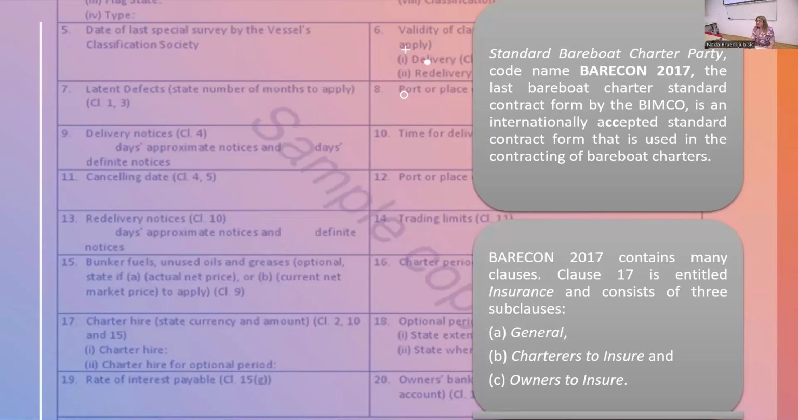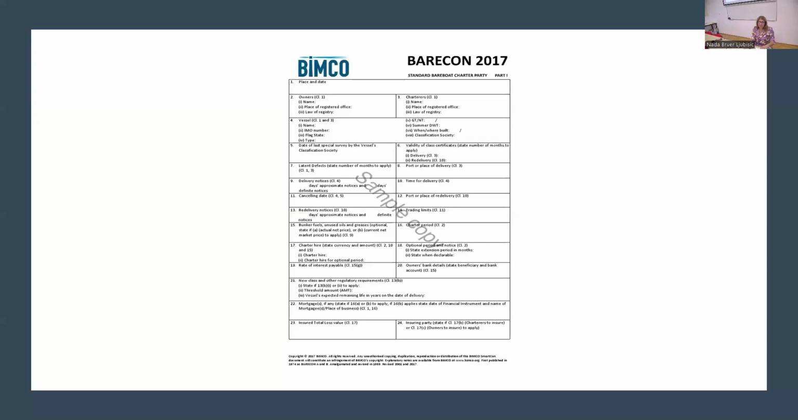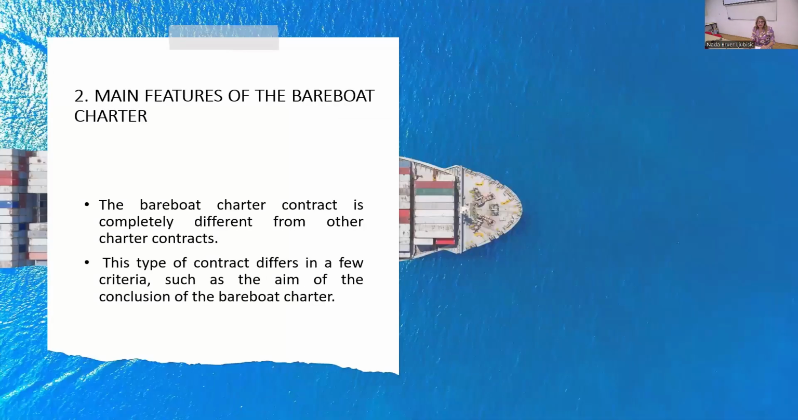So BARECON 2017 contains many provisions, and clause 17 is entitled insurance, and this clause consists of three sub-clauses. The first one is general. Then the next one is charterers to insure, and the last sub-clause is owners to insure. Of course, I will analyze the content of this clause 17 of BIMCO's BARECON 2017. But before that, let's see some main features of the bareboat charter.